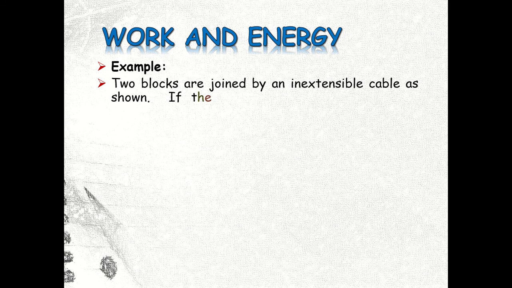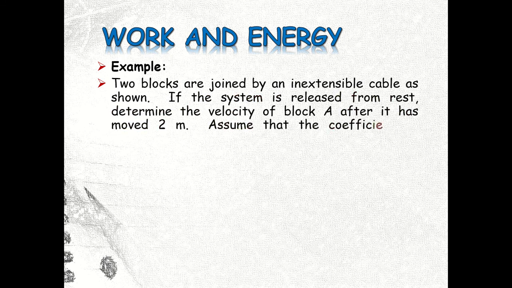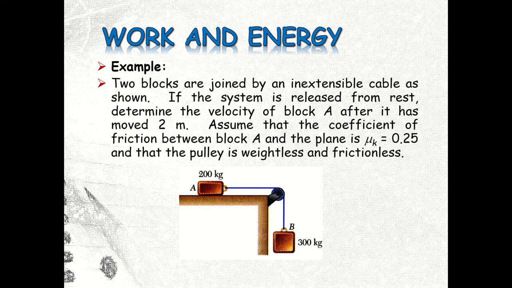Two blocks are joined by an inextensible cable as shown in this picture. Inextensible cable means that this cable will not be stretched or will not elongate in spite of the weight of these two blocks. If the system is released from rest, determine the velocity of block A after it has moved 2 meters.